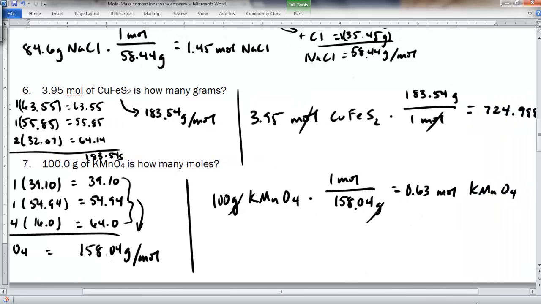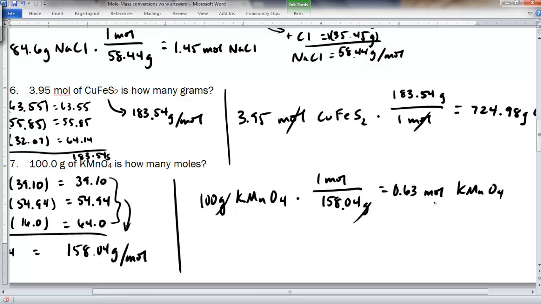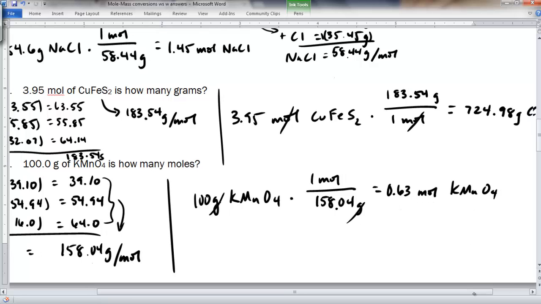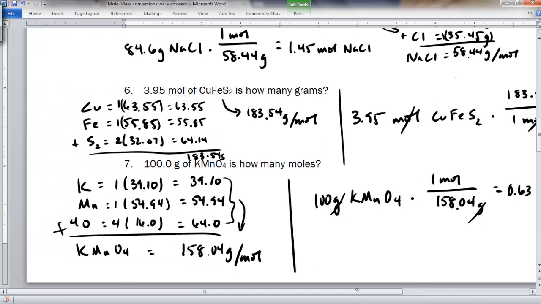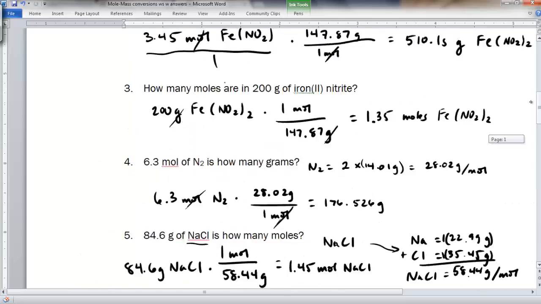And of course, your answer should be complete. You should have your number, your unit, as well as the substance in your answer. So that's just a quick reference on how to convert between mass and moles, or moles and mass, of a variety of compounds. Thanks, everyone.